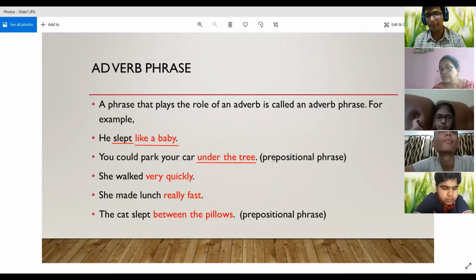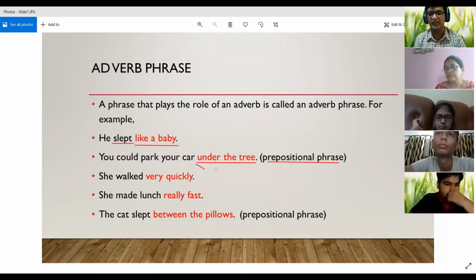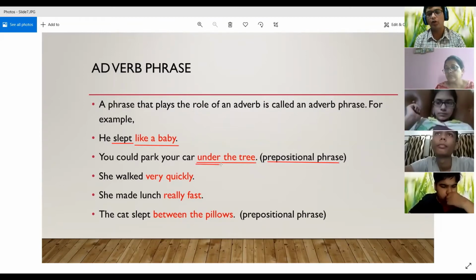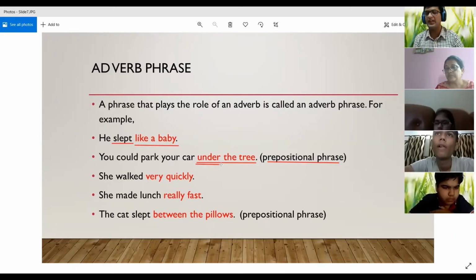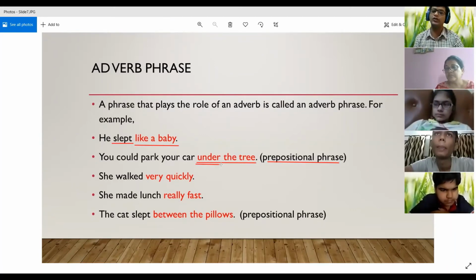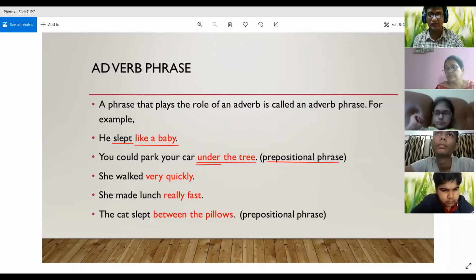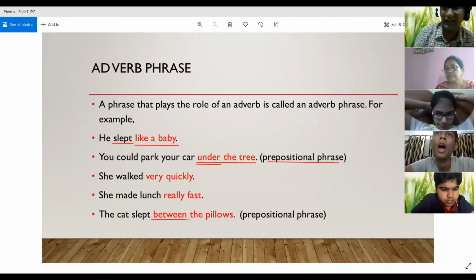So I have written prepositional phrase somewhere. Wherever you will find prepositions used in the phrase, they are also called prepositional phrase. So the same phrase can be an adverb phrase also. It can also be a prepositional phrase. For example, in the last one also, I have written prepositional phrase because between has been used, which is again a preposition. Okay, I will come to that later.